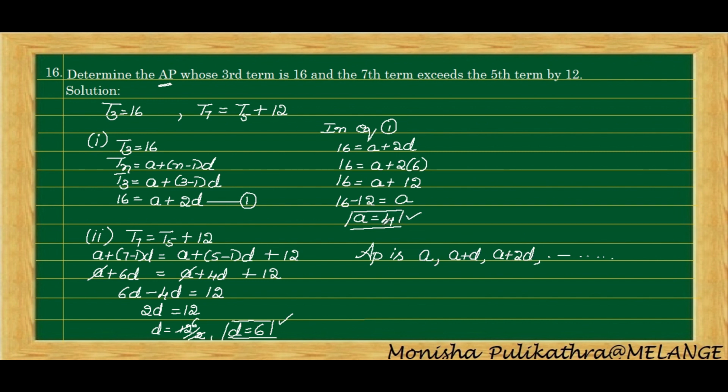So now we need to substitute the values of A and D. Here A is 4 and D is 6. 4, 4 plus 6 is 10, so 4 plus 2 sixes are 12, 12 plus 4 is 16. So the AP is 4, 10, 16, etc. So this is the general form of AP. First you need to solve the two equations. After getting A and D, you need to substitute the values of A and D into the general form, that is A, A plus D, A plus 2D, A plus 3D, etc.